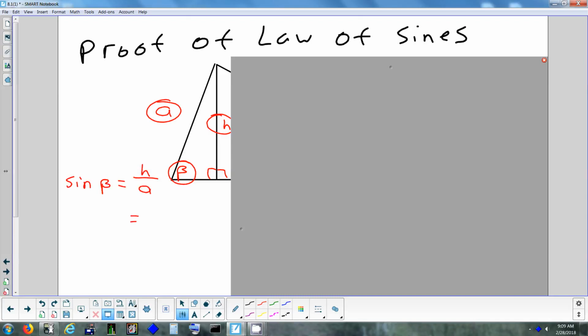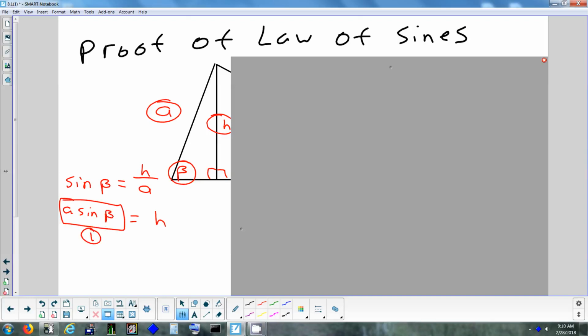And what I want to do in that formula is get h by itself. Okay, so Shauna, what would I have to do to get the a on the other side and get h by itself? Multiply both sides by a. Yeah, we'd multiply both sides by a, and you have a sine beta. So now you have a formula for the height of the big triangle. It's a sine beta. And I'm just going to call that box 1. Any questions on that formula?